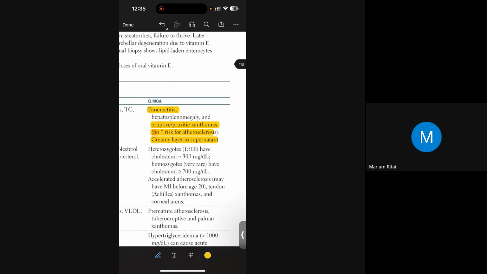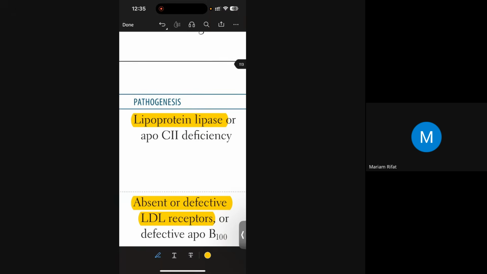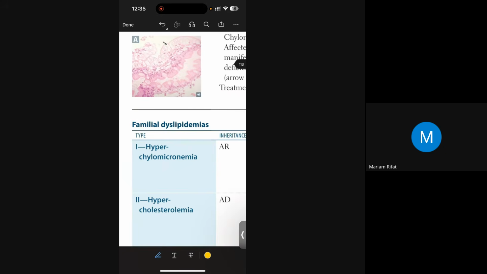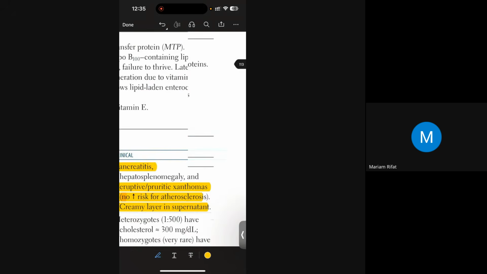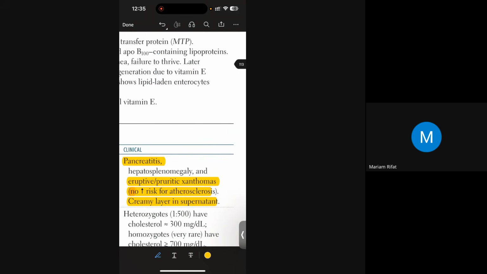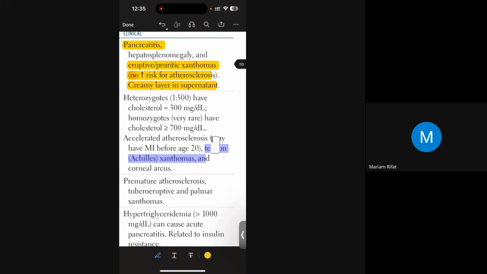And eruptive xanthomas, hepatosplenomegaly, and the lipoprotein lipase activity is less. This happens in type 1 hyperlipoproteinemia. Okay, so what other symptoms are present? Eruptive and pruritic xanthomas, not tendon xanthomas. Tendon xanthomas are present in type 2, not here.